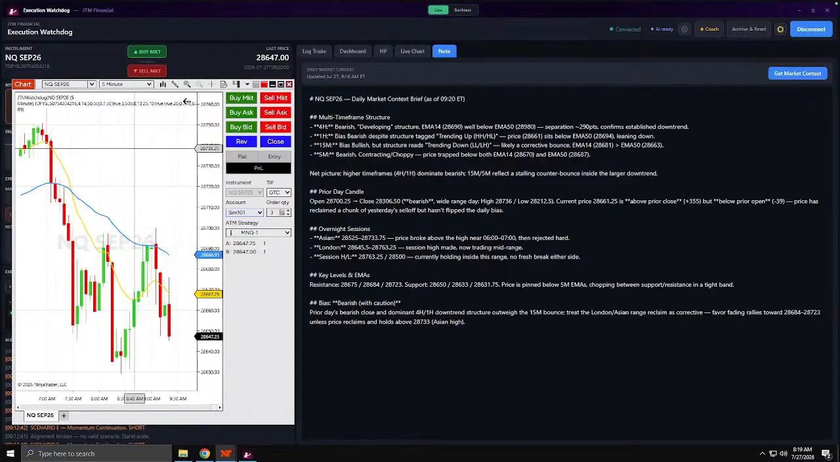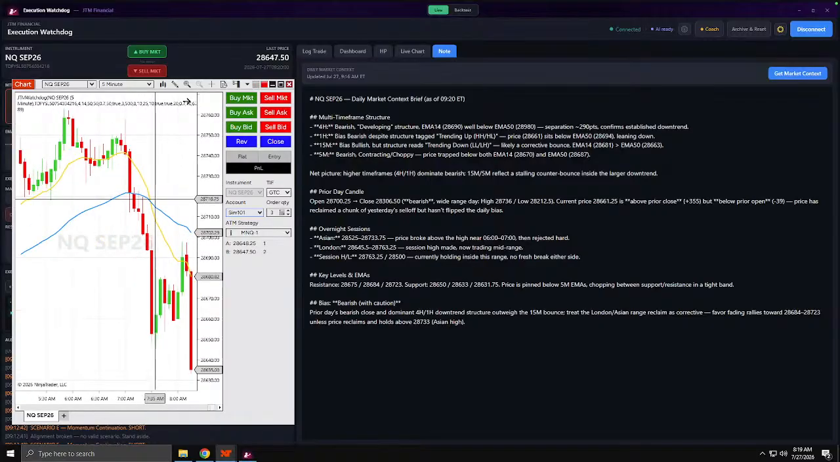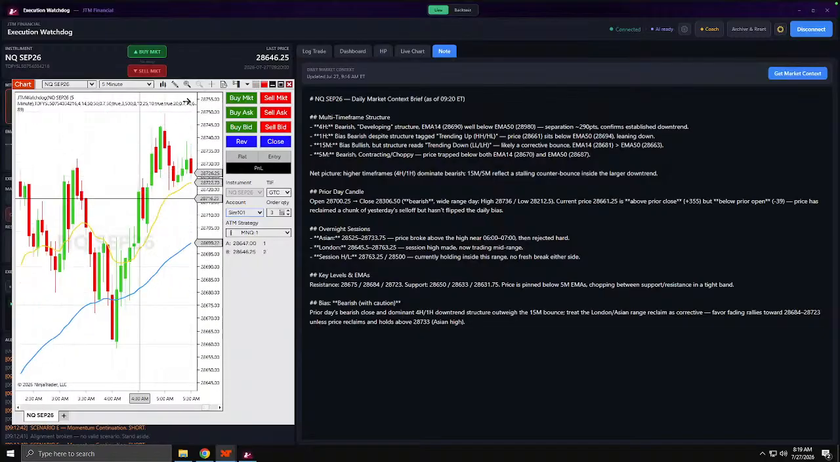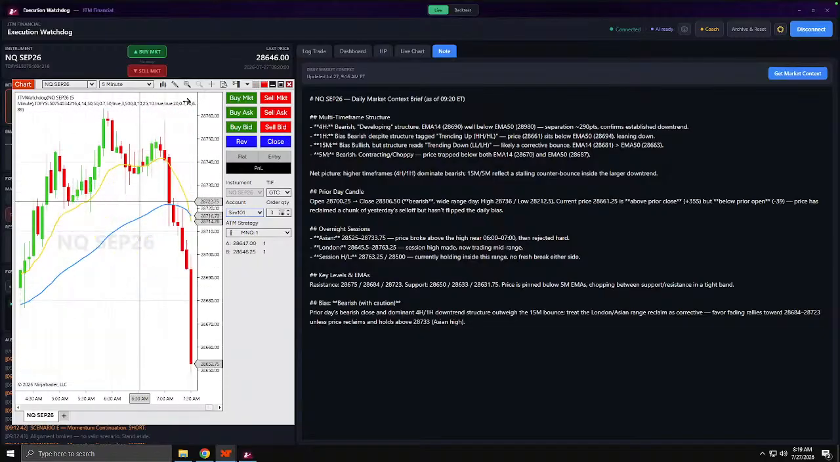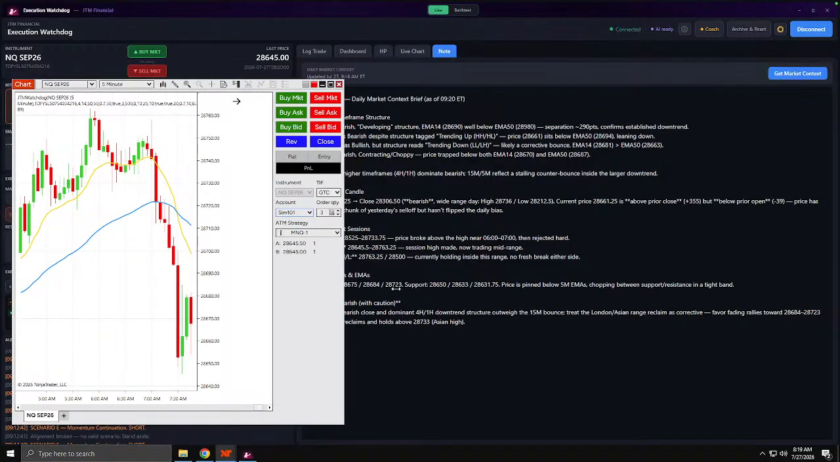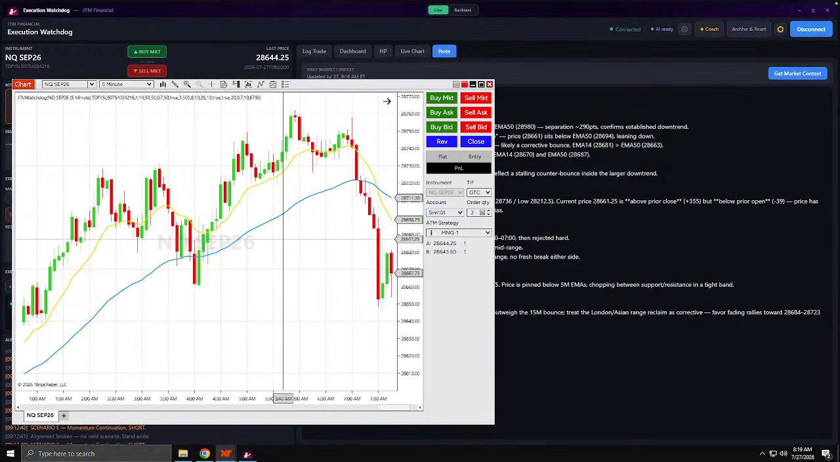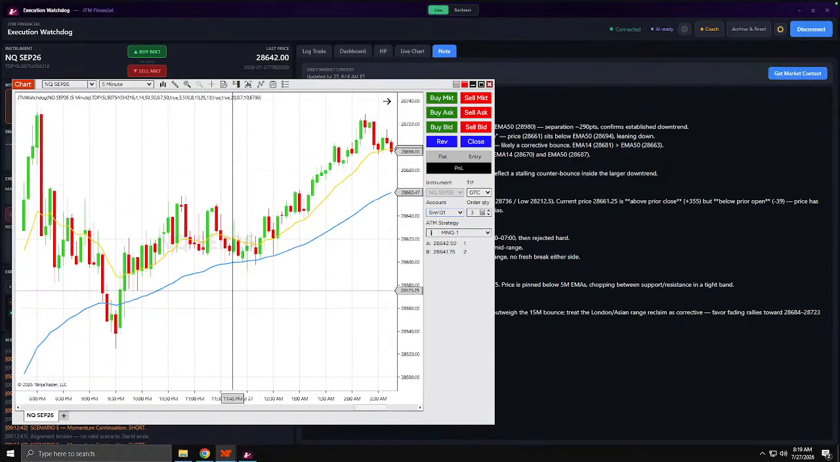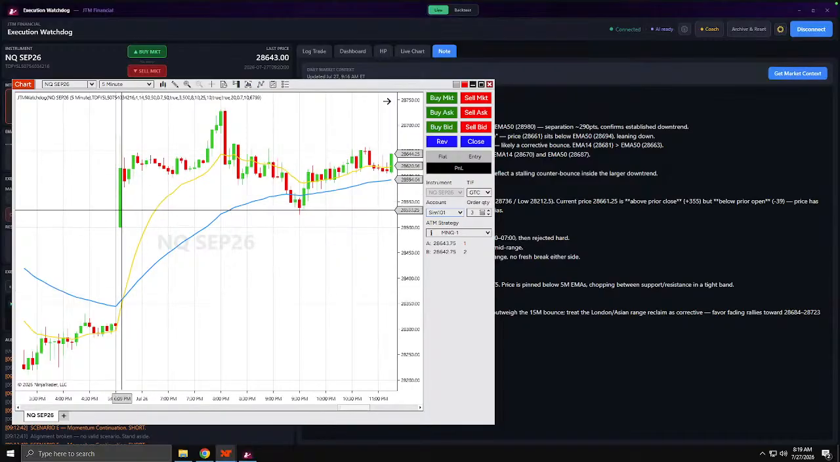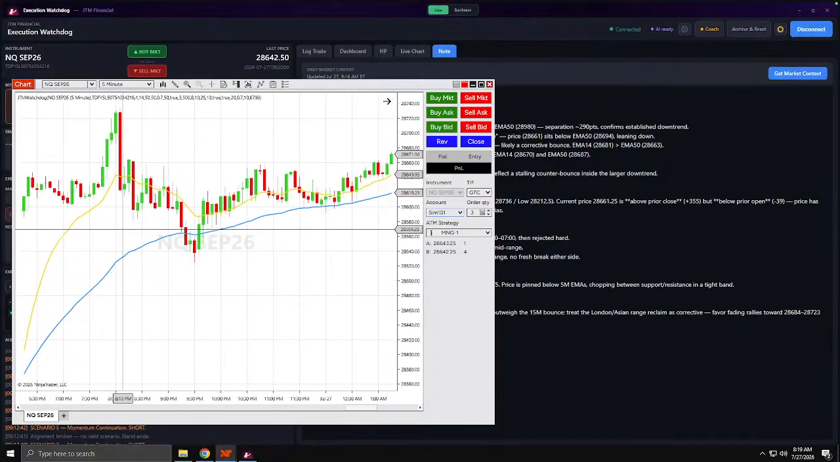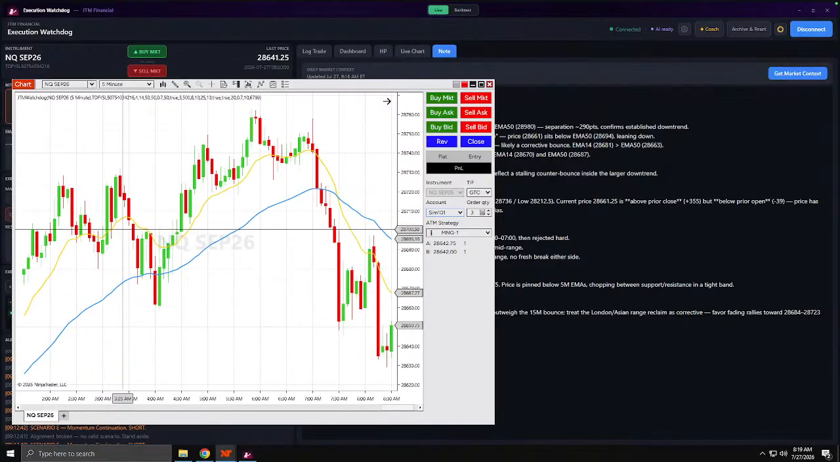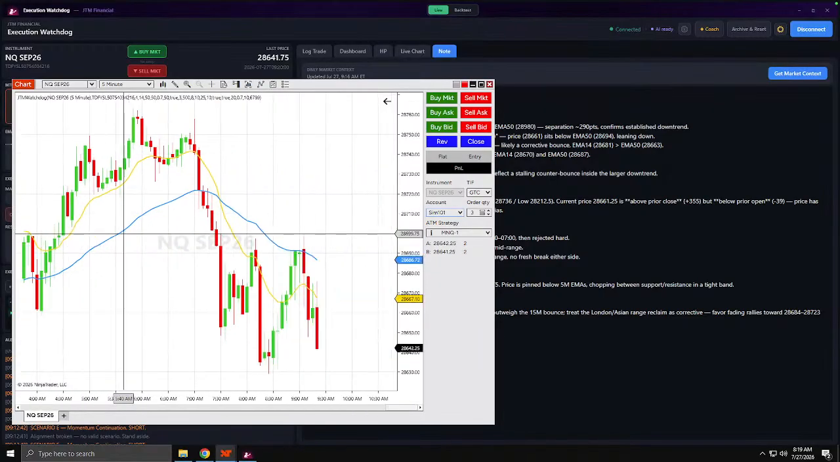I still want to make sure that all this area has been cleared up, all the highs from the Asia session. But right now, we are still trading below. Just to give you a broader picture, this is the opening gap, and we're pretty much trading below the opening gap right now.